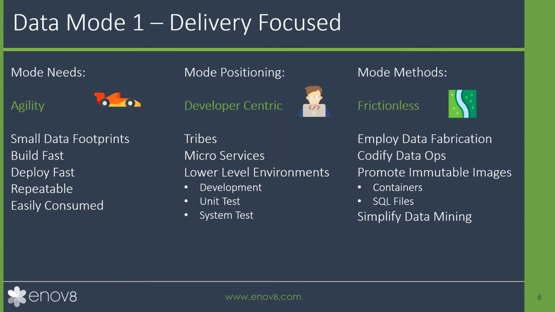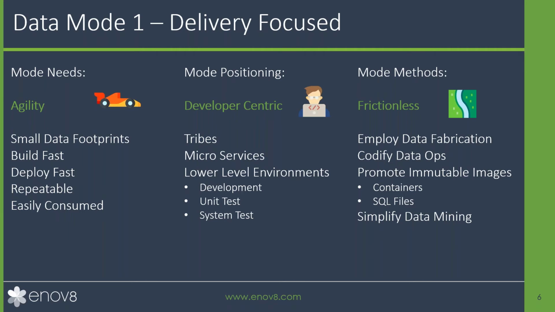Starting with mode 1, delivery. The basic premise is I want to get these changes completed and out of the door as quickly as possible. Therefore, I'm looking for minimal fuss, minimal overheads, and it's probably fair to say I need just enough. There's no real need to make this complicated. In other words, my core need is agility, and with that in mind, I'd be looking for small data footprints, more focused on the task at hand. That is the actual slice of new functionality.